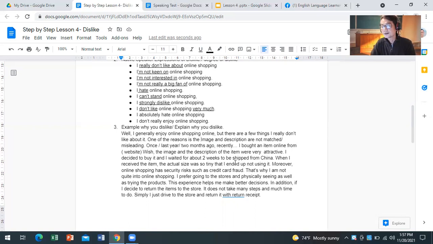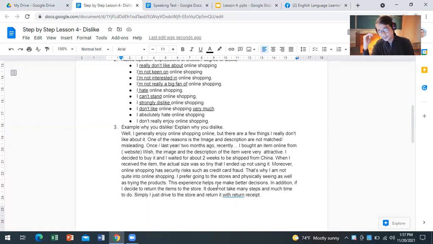Moreover, or in addition, or also, about online shopping, I can name other things that I don't like about it: security risks and credit card fraud. That's why I'm not quite into online shopping. I prefer going to the store and physically seeing as well as trying the products. This experience helps me make better decisions.